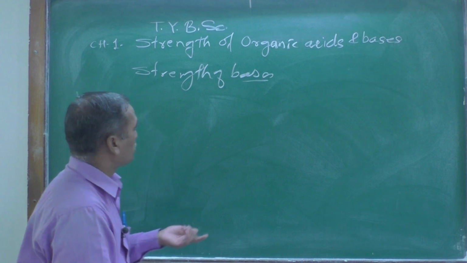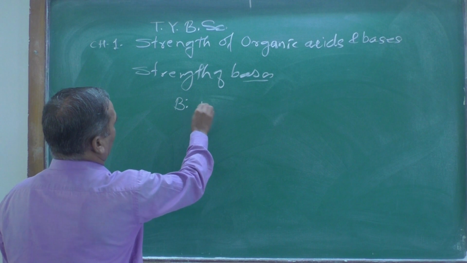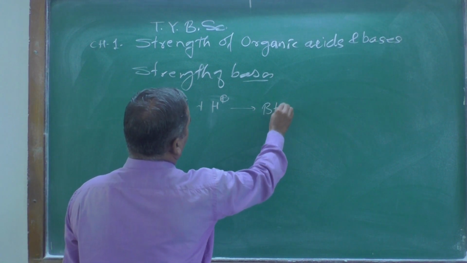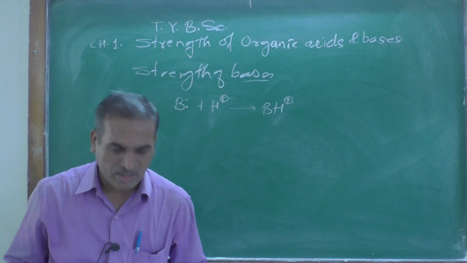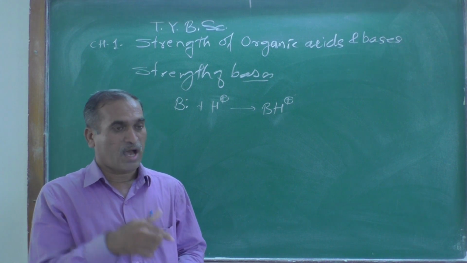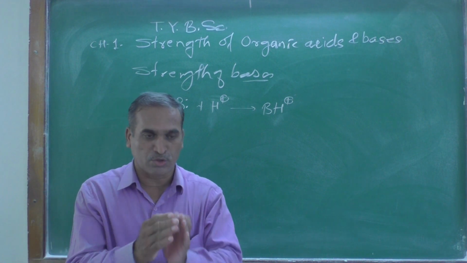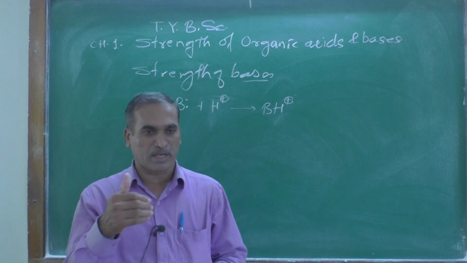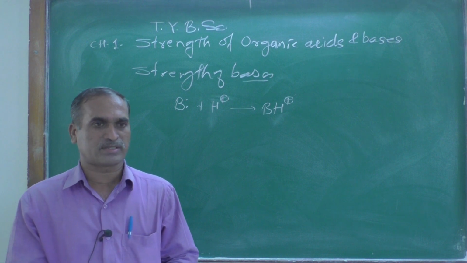Now according to that, suppose we have B, called a base, and the base can pick up a proton, and we get BH plus, the conjugate acid, formed. So what are the factors which affect the strength of basicity? Do you remember? The strength of basicity depends upon a number of factors.